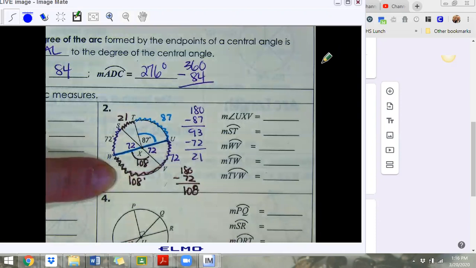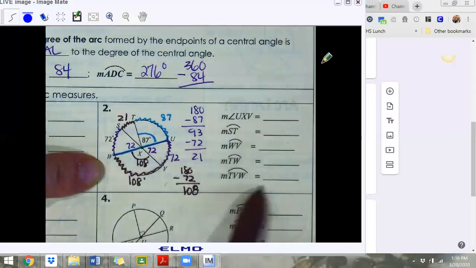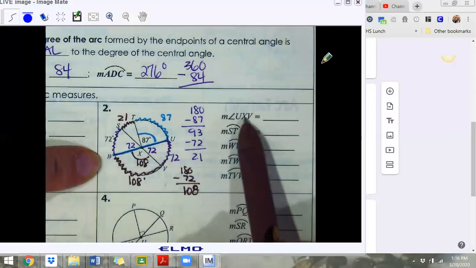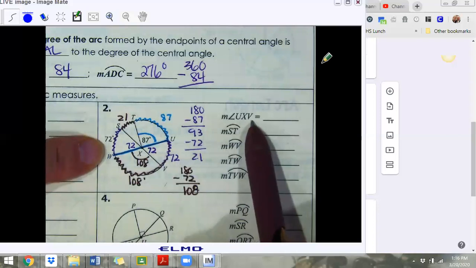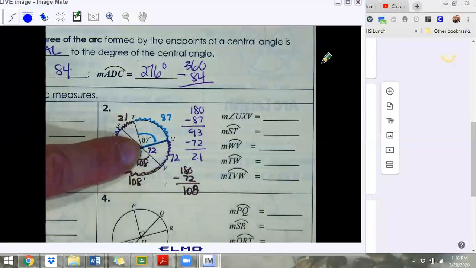Okay. Now I have my diagram filled out. Now I'm going to go back through and answer these questions. You need to pay attention to, is it an arc over 2 letters, which is a minor arc, which means it's less than 180, or is it an arc over 3 letters, which means it could be a semicircle, or it could be a major arc, which is over 180 degrees. Okay? So angle UXV, what is it, guys?